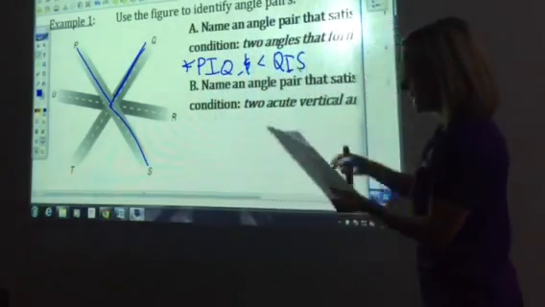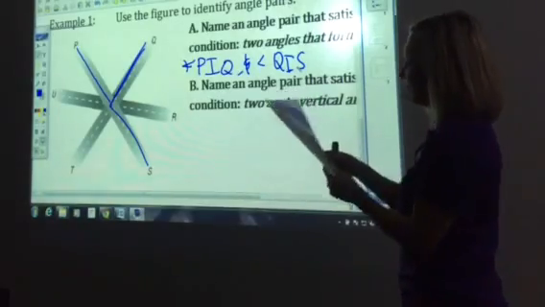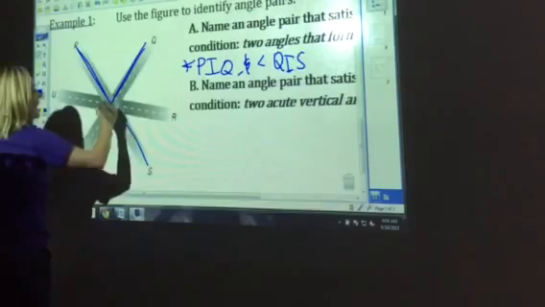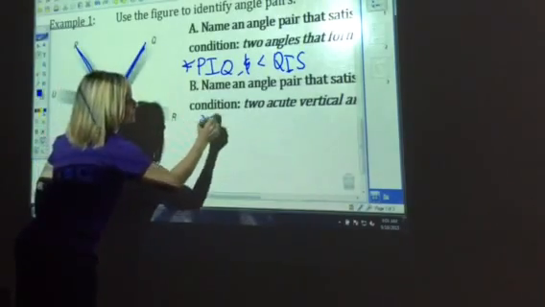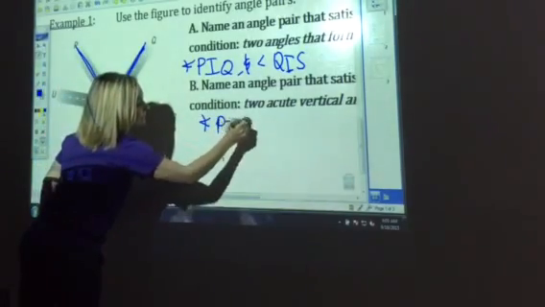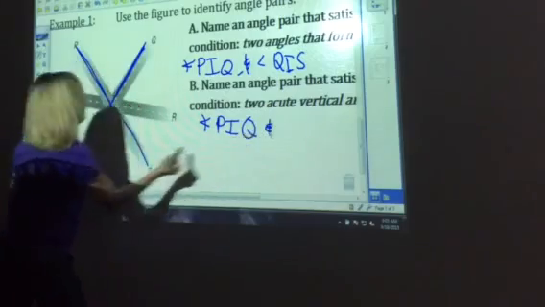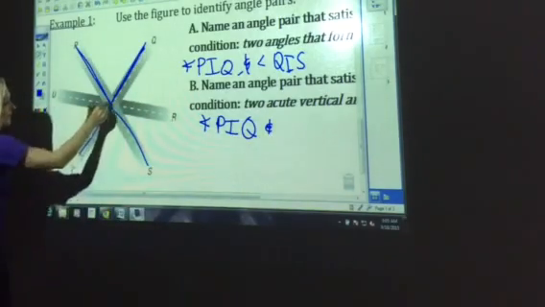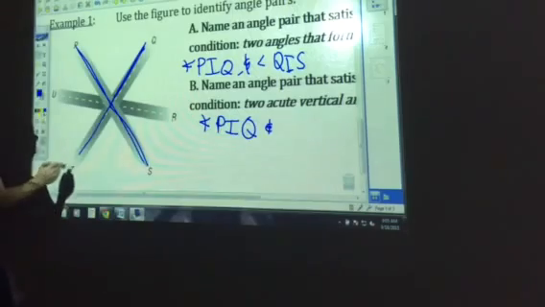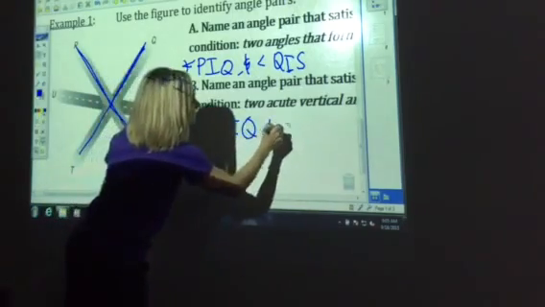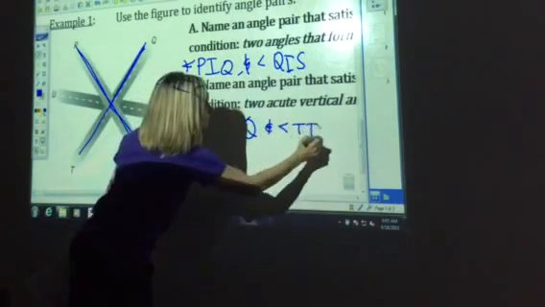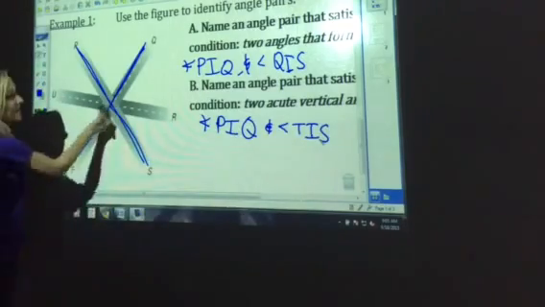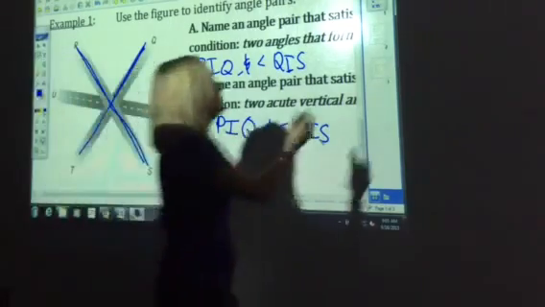The next one is asking you to name a pair of vertical angles. So for vertical angles, again, I could say PIQ. For this one, there's the V, and then the one opposite it would be the one right underneath it. So TIS. They share a common vertex, but no common side.